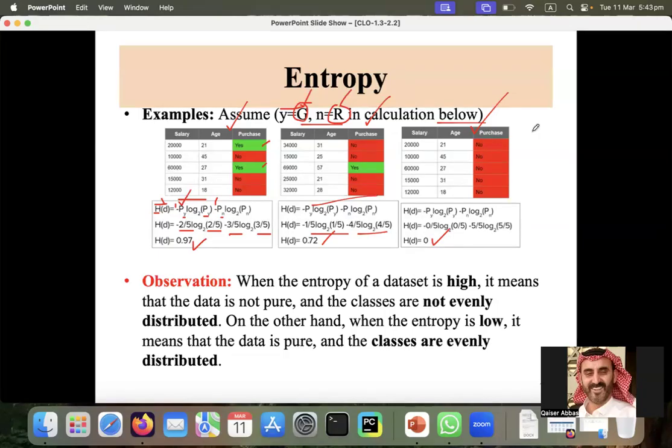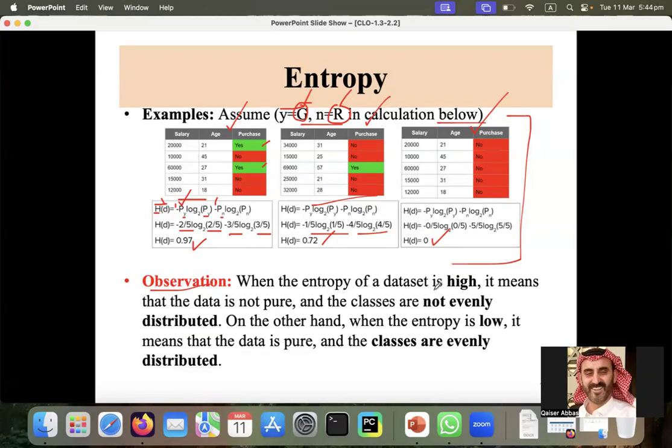Now, do we want the highest value of entropy or the lowest value of the entropy? Lowest value. So we want the lowest value. So from these three evidences, which one is better? This last one is better than this, because you have the lowest value of the entropy. Anyhow, now look over here.